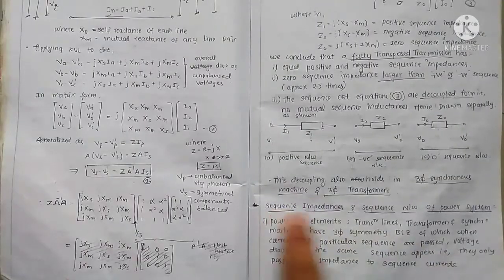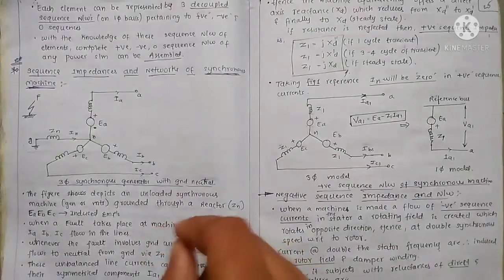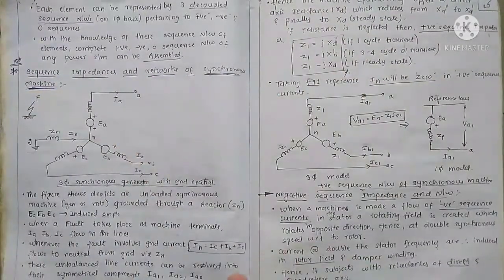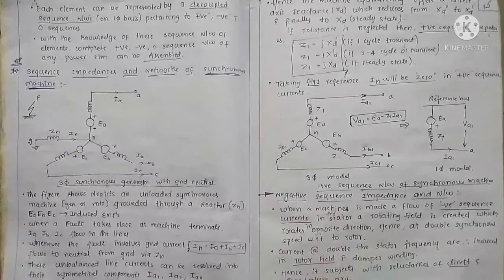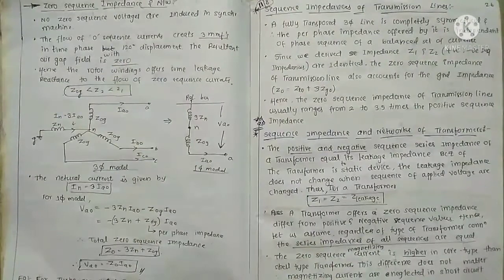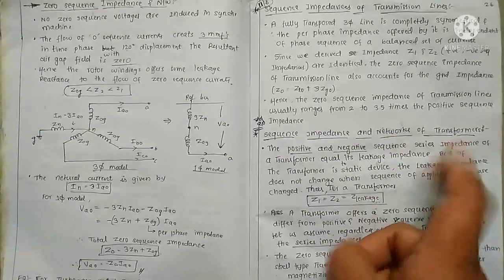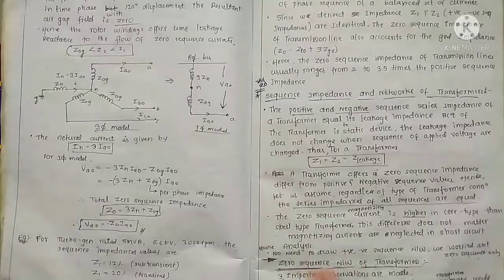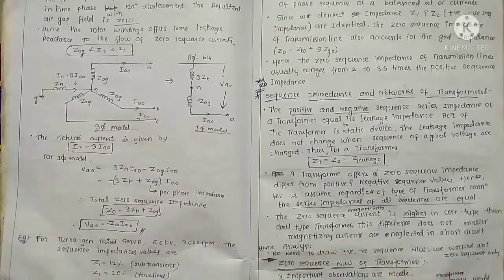The next topic is sequence impedance and sequence networks of the power system. This is a theory part. These sequence impedances and networks for synchronous machines are all just theory, and you don't need extra information. Sequence impedances of transmission lines we have already dealt with, and the last theory part is sequence impedance and networks of transformers. In transformers, only zero sequence networks will be present. I'll give an overview at the end.